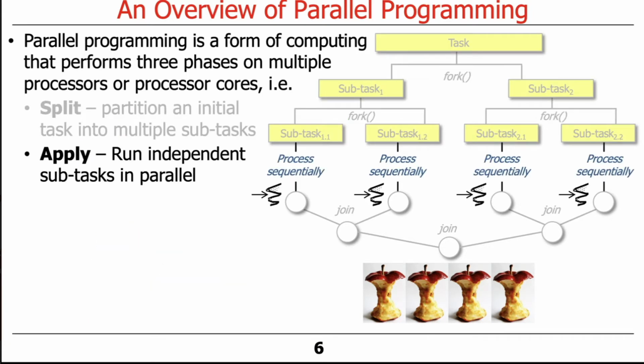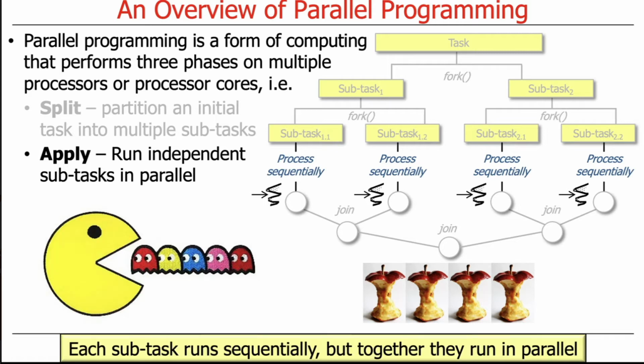The second phase is the apply phase, where you take the things you split up and you run them in parallel. What's interesting about this is that each subtask runs sequentially, but all the subtasks taken together run concurrently.